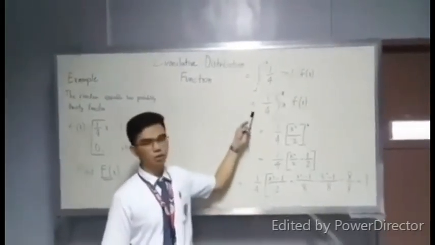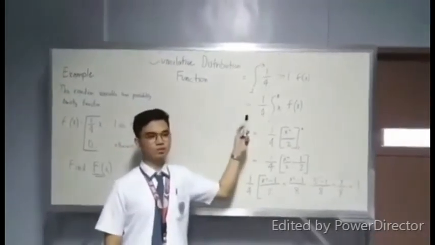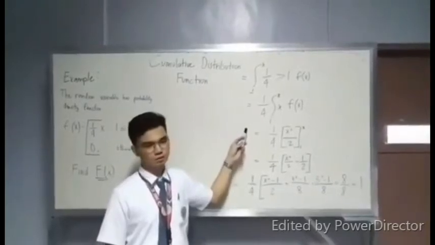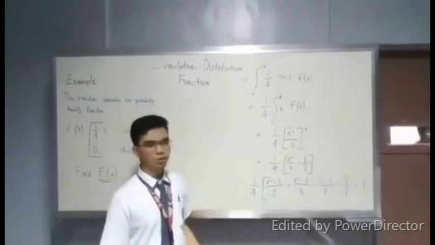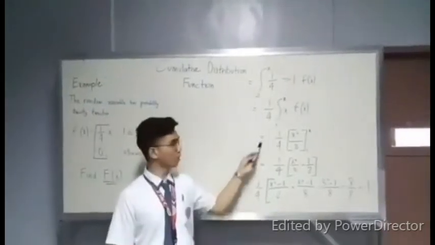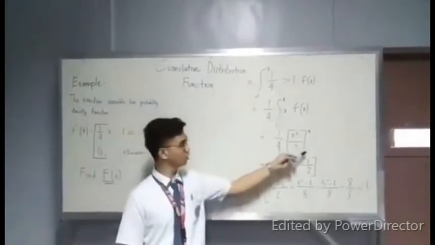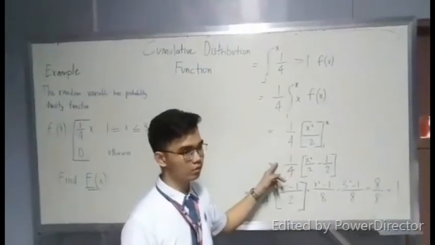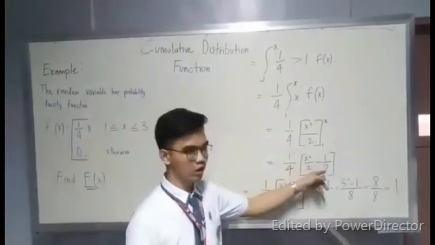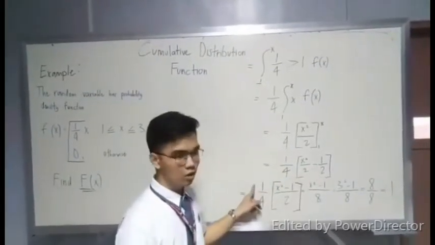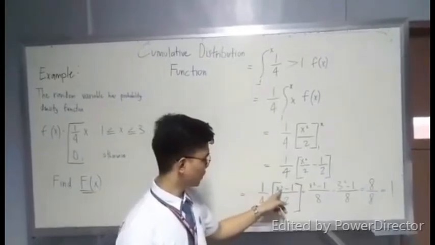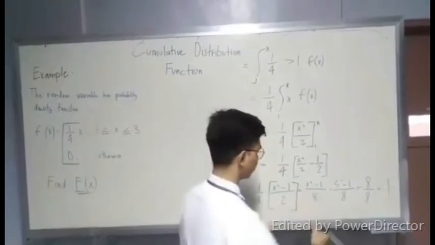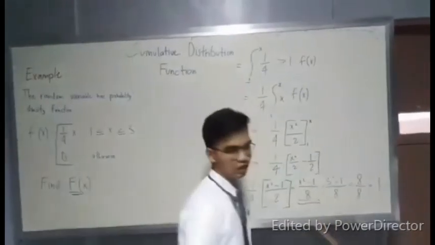We take 1/4 outside of the integration, which equals 1/4 times the integral of x dx from 1 to x, and we will have 1/4 times x squared over 2 evaluated from 1 to x. Then 1/4 times (x squared over 2 minus 1/2). We distribute 1/4 to (x squared minus 1) over 2, which gives us (x squared minus 1) over 8, which is the CDF.